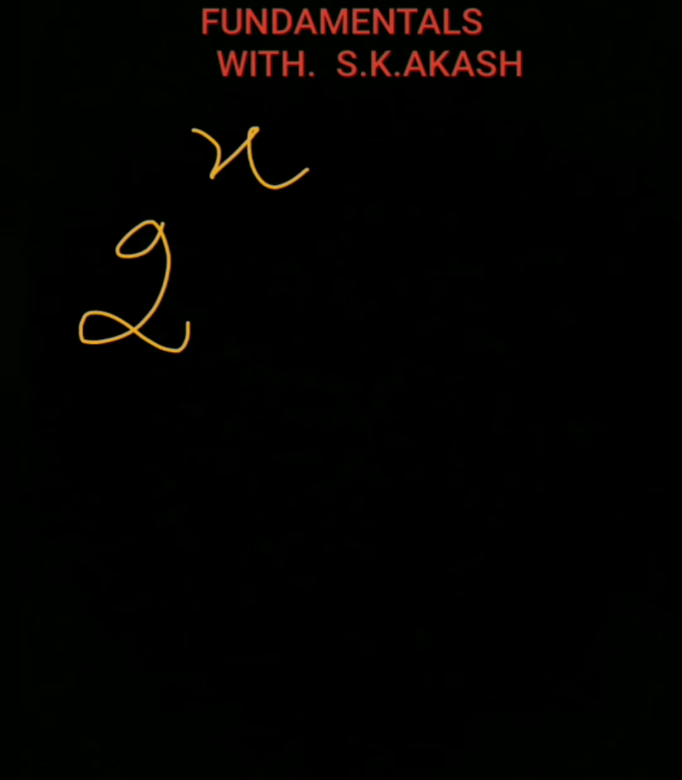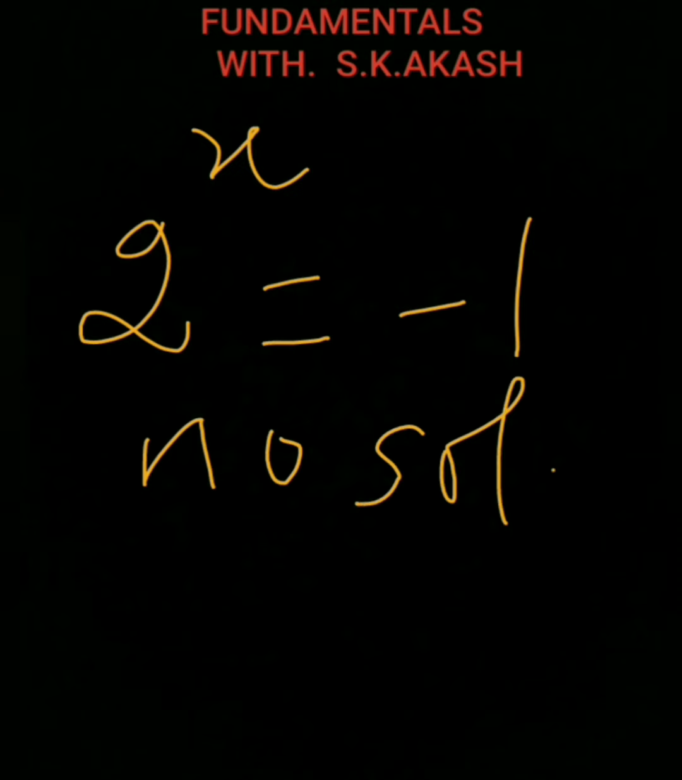Based on the previous fundamental, I will give some examples here. Consider 2 to the power x equals -1. You are asked to find the solutions of this equation. We studied that the exponential function is always greater than 0, so it has no solution. Simple, easy.